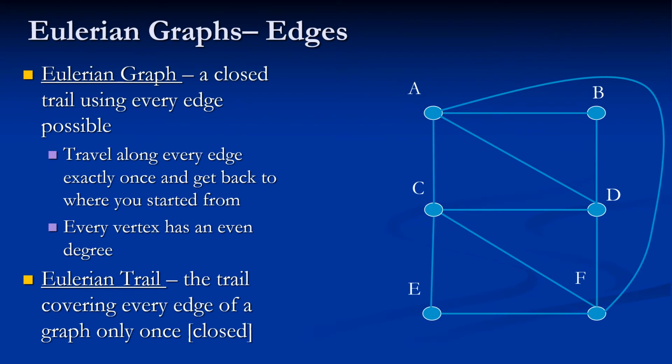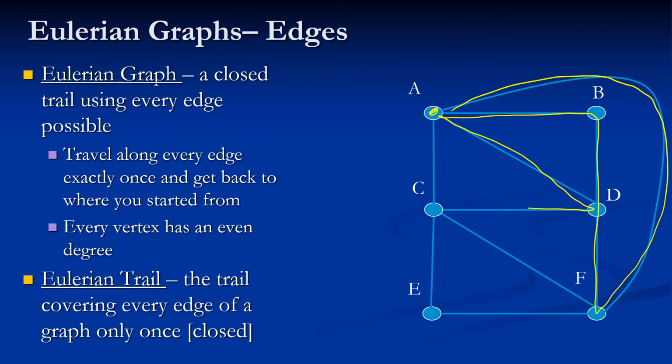In an Eulerian graph, you should be able to travel along every edge exactly once and get back to where you started from. So let's give it a go. We might go around the star first. And that works. Yes, so that's an Eulerian graph. The Eulerian trail is the trail covering every edge of the graph only once.